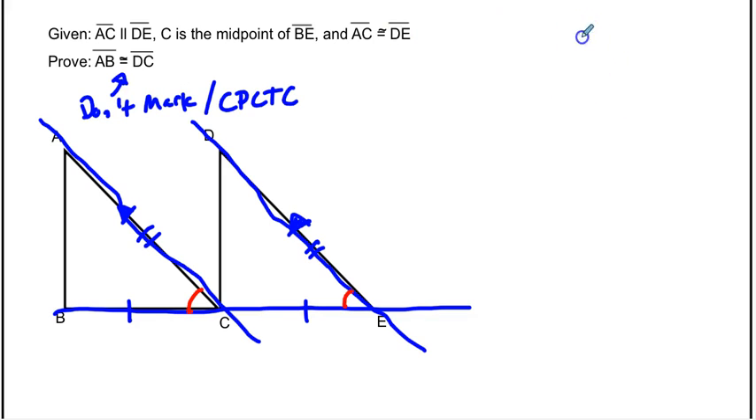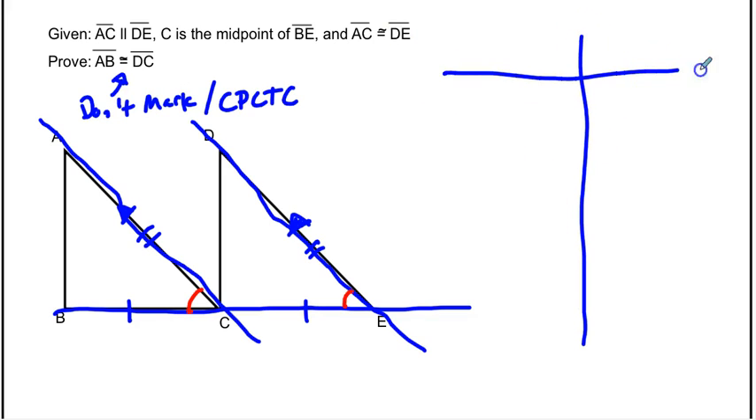So let's write out a proof. All right, statement, reason. Now, I know I keep saying this, and you probably get the point now, but try writing it first, then looking at the video and see if you did it correctly.